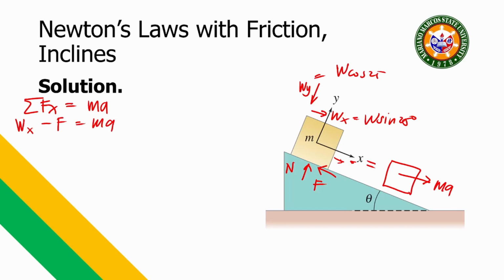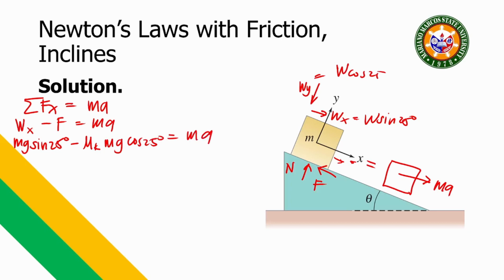Wx is equal to W sine 25 and W is equal to mass times gravity. So, therefore, Wx is mass times gravity sine of 25 degrees minus F. Yung F natin was mu k multiplied by mass of the object times gravity cosine of 25 degrees. So, this one is equal to mass times acceleration.